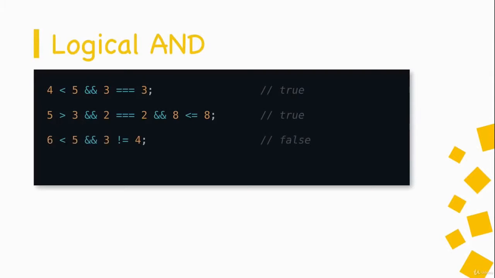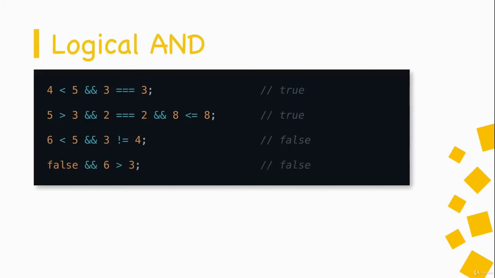So here, for example, we have 6 is less than 5 and 3 is not equal to 4. Now unfortunately here, although the second condition is true, 3 is not equal to 4 returns true, the first condition is false. And because in order for the logical AND operator to return true, all conditions must be true, this returns false, because one of them has returned false. All of them must be true in order for the whole condition to return true.